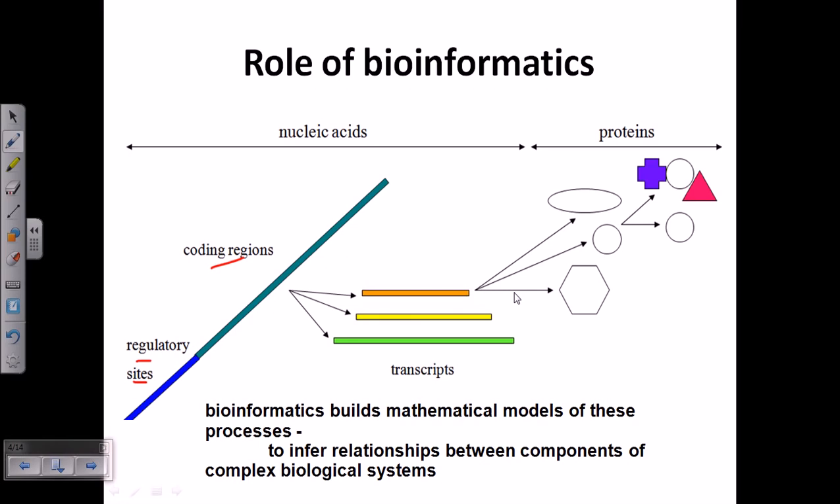This is to infer relationships between the components of the complex biological system, because a biological system consists of millions of different types of proteins, RNAs and DNAs. How they are interacting to give us life, what life actually is, and how all these things are working coordinately, we can find using bioinformatics.